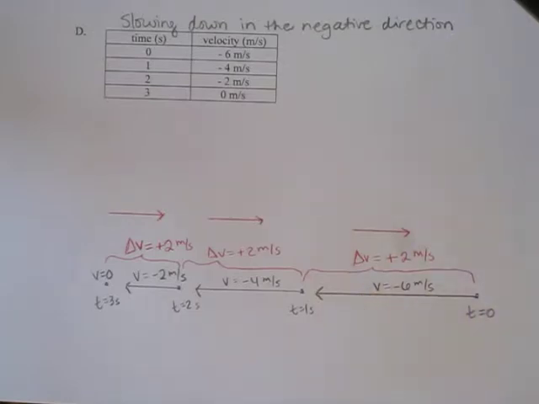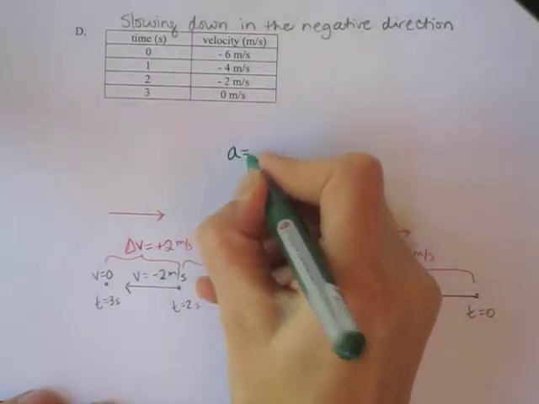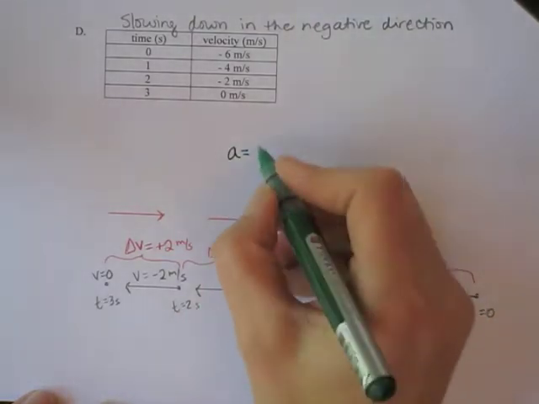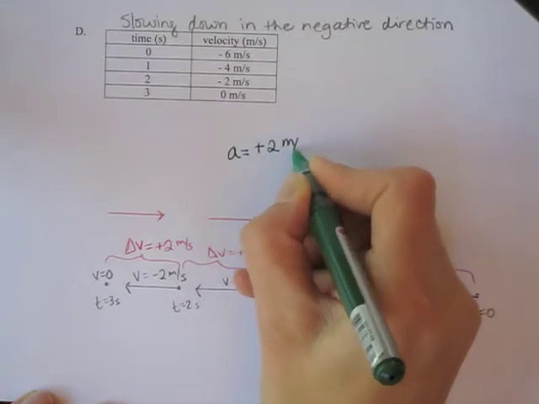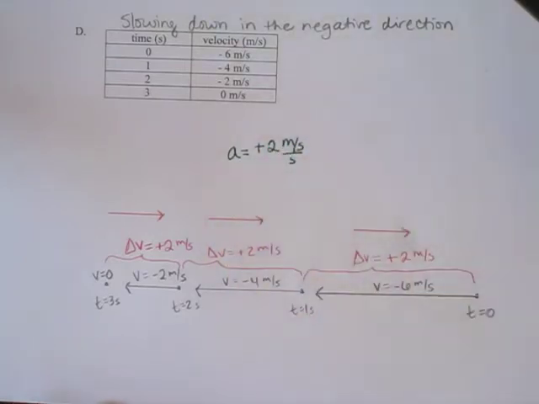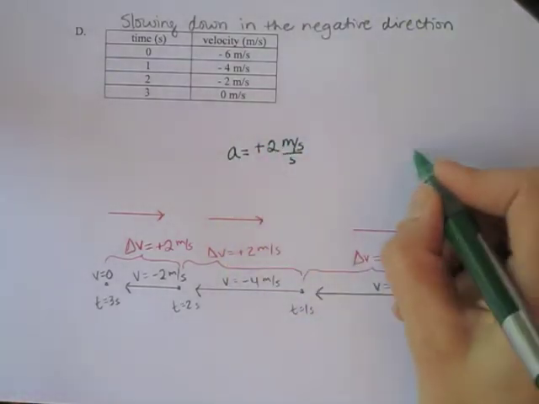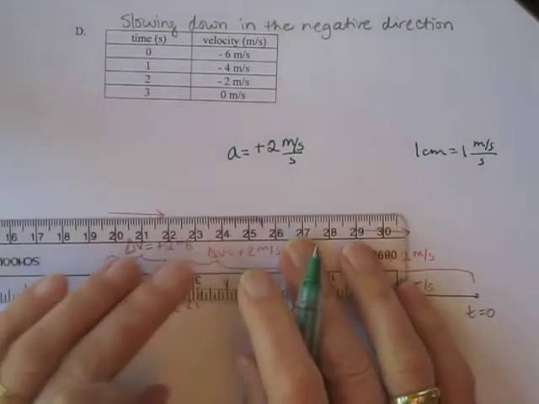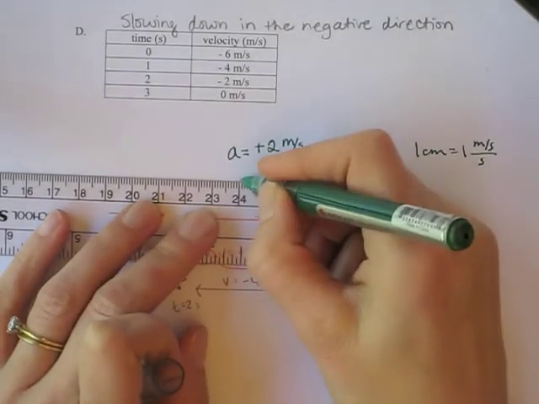Now let's find the acceleration. The acceleration is the change in velocity per second, so 2 meters per second every second, and it's positive. And we can draw the vector using our scale of 1 centimeter equals 1 meter per second every second, and that gives us a positive acceleration.